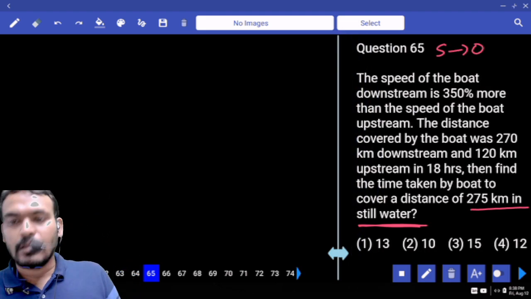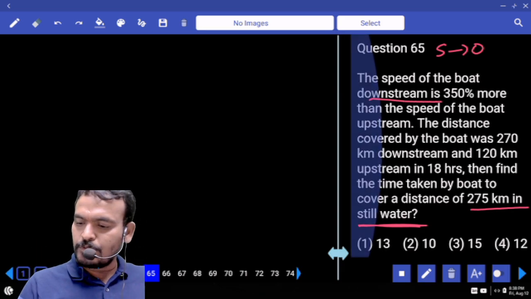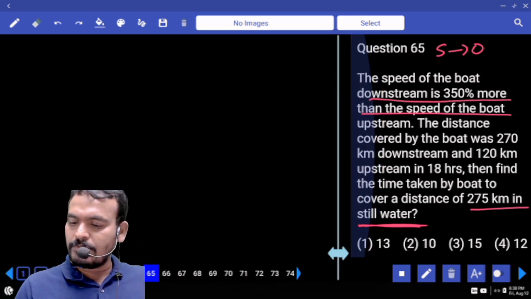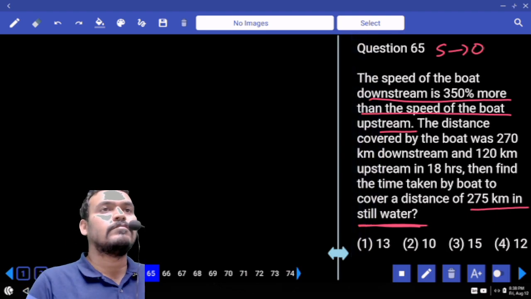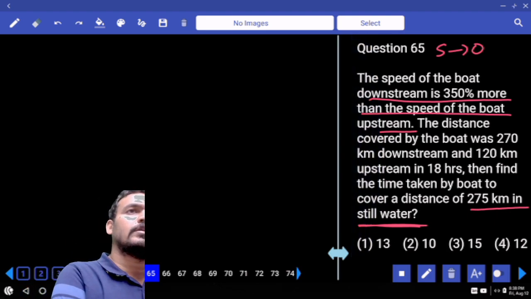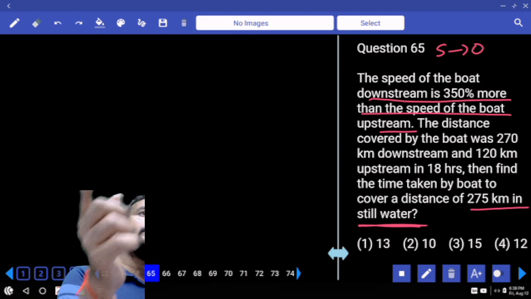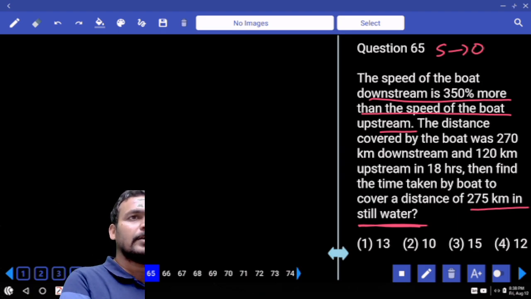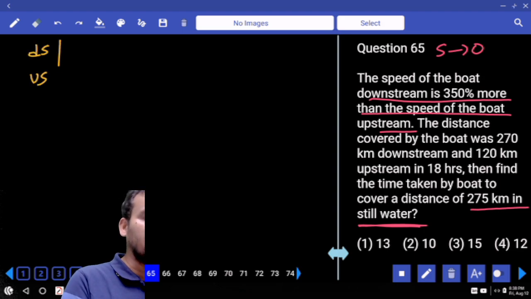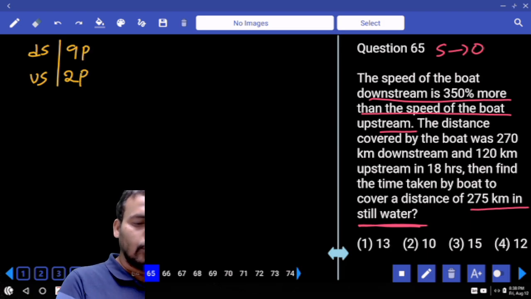0. Okay. First, downstream speed is 350% more than which one? Upstream speed or not? Okay. 350% means what is the fraction? 7 by 2. Means out of 2 parts, how many parts are more? 7 parts more or not. Then downstream speed and upstream speed. Upstream speed is 2 parts, then downstream speed is 9 parts or not, because 7 parts more or not. One is 9 parts, another one 2 parts.